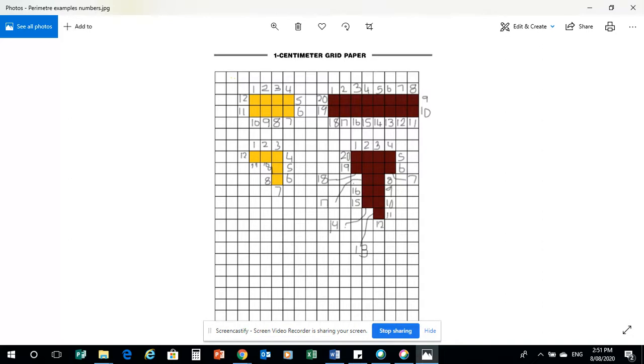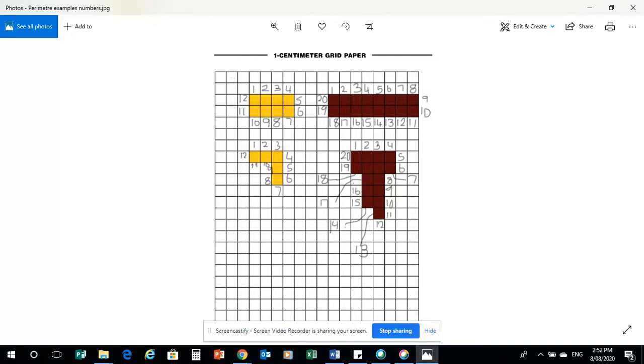Once again, totally different shape, but still 12 centimeters. You're going to take 1, 2, 3, 4, 5, 6, 7, 8, 9, 10, 11, 12. So totally different shape, but it's 12 centimeters in perimeter. And this one's here for 20 centimeters in perimeter. So once again, 1, 2, 3, up to 19, 20. Remembering I'm walking around the outside of the object.